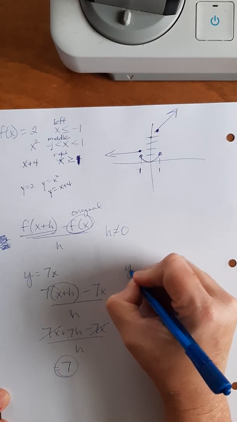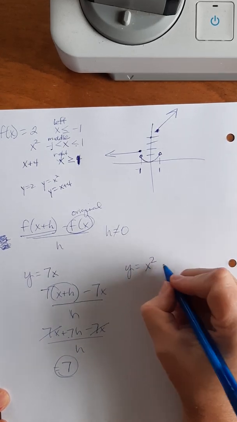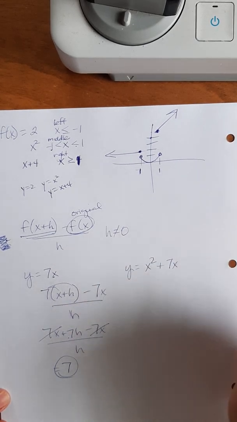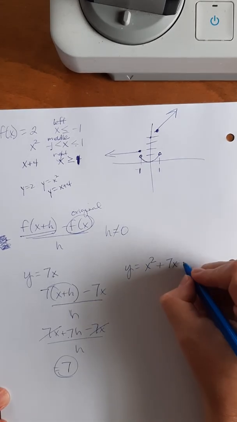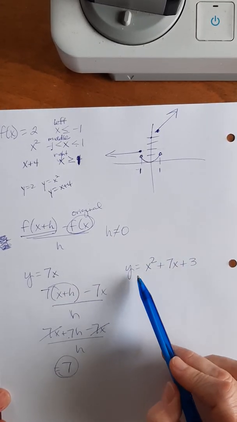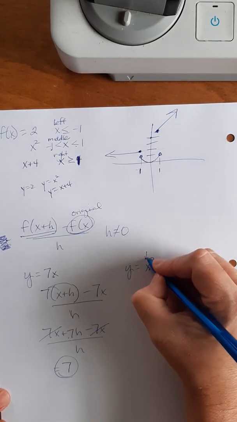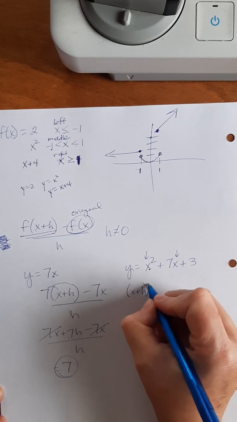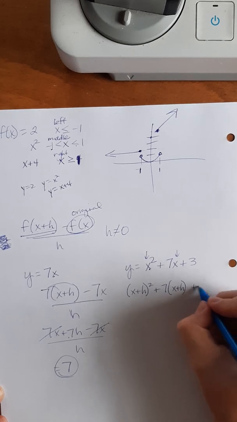Let's even say it was y equals x squared plus 7x. Same thing. Everywhere, we'll even say a plus 3. Everywhere you see an x, first time you're going to put an x plus h. So that's going to be x plus h squared plus 7 times x plus h plus 3.